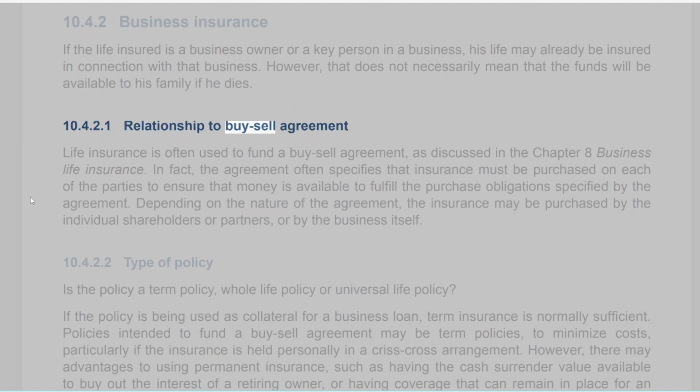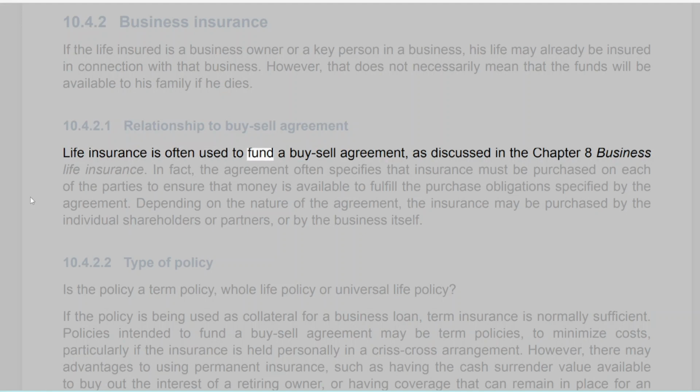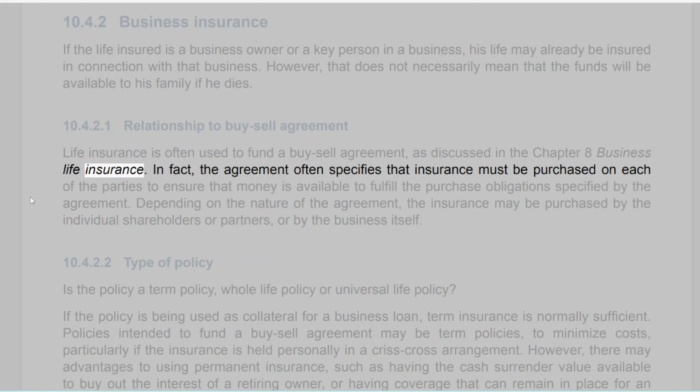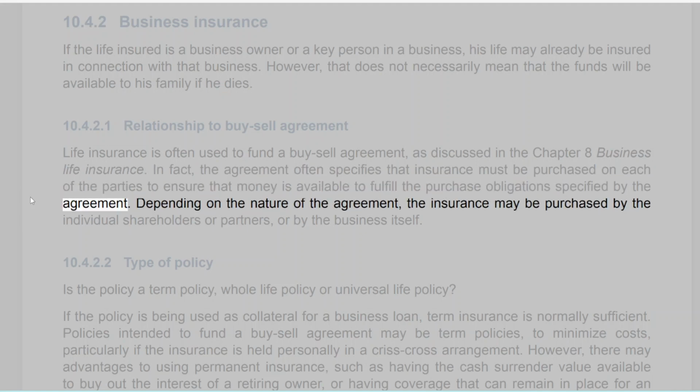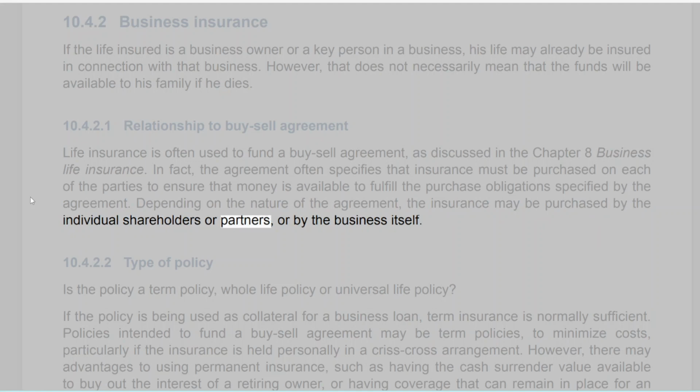10.4.2.1 Relationship to buy-sell agreement. Life insurance is often used to fund a buy-sell agreement, as discussed in the Chapter 8 Business Life Insurance. In fact, the agreement often specifies that insurance must be purchased on each of the parties to ensure that money is available to fulfill the purchase obligations specified by the agreement. Depending on the nature of the agreement, the insurance may be purchased by the individual shareholders or partners, or by the business itself.